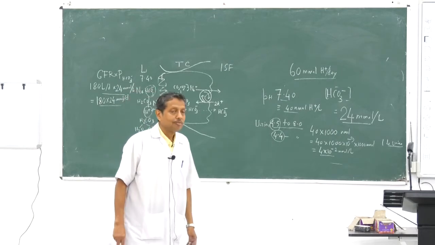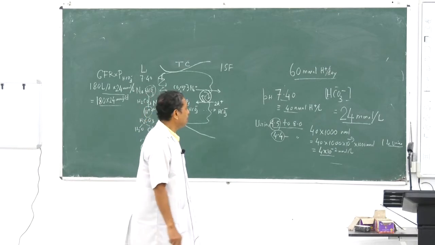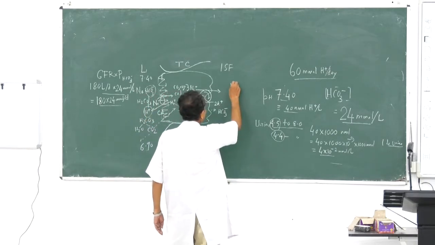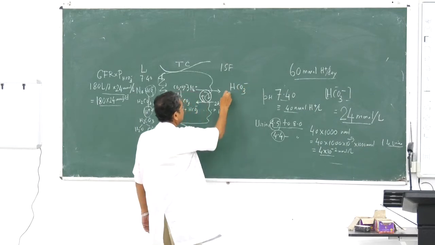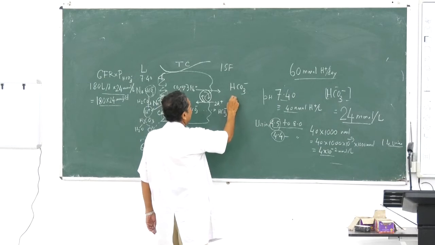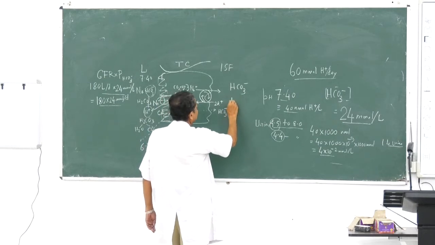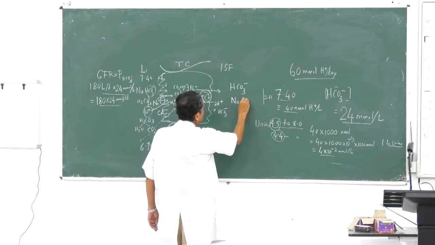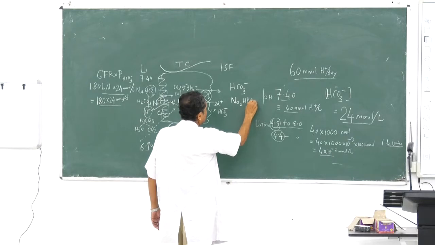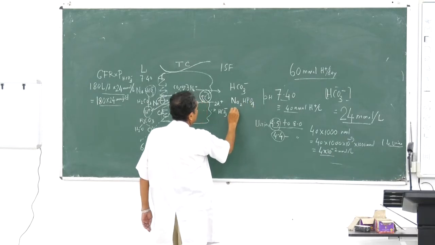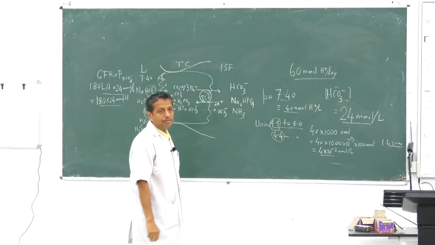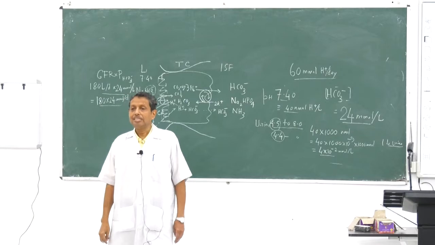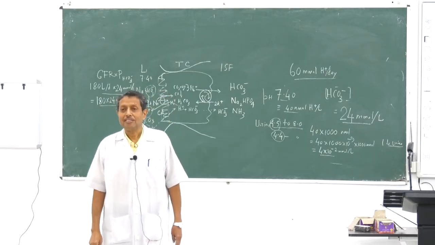And there are three important buffers. One is the bicarbonate buffer. Another is the dibasic phosphate buffer, and the third is the ammonia buffer system. These are the buffer systems that operate.